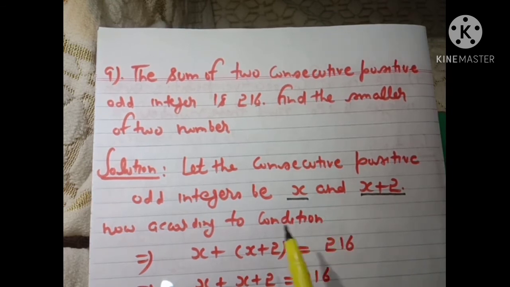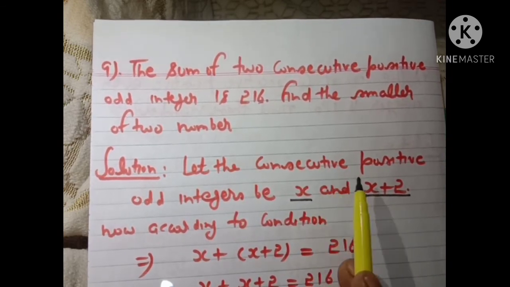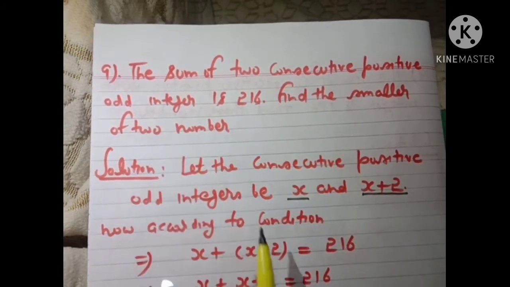So just now I had explained to you. If the first number is x, the other number will be x plus 2. In this way we can suppose the values of the two consecutive positive odd integers.